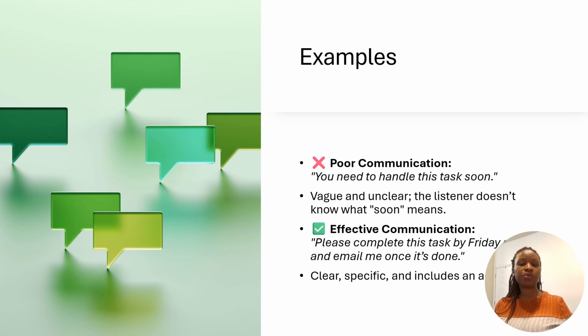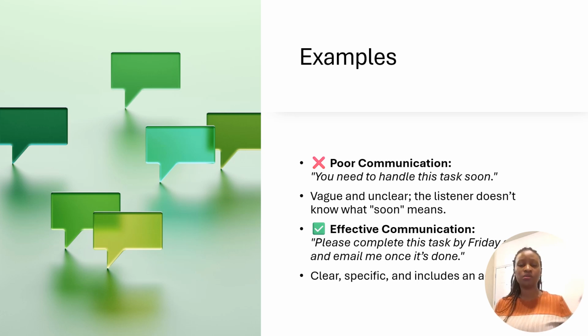A poor communication is someone telling you, oh, you need to handle this task soon. That is very vague and unclear, because soon is very subjective. My soon can be tomorrow. Another person's soon can be in the next hour. Another person's could be in the next 2-3 days.